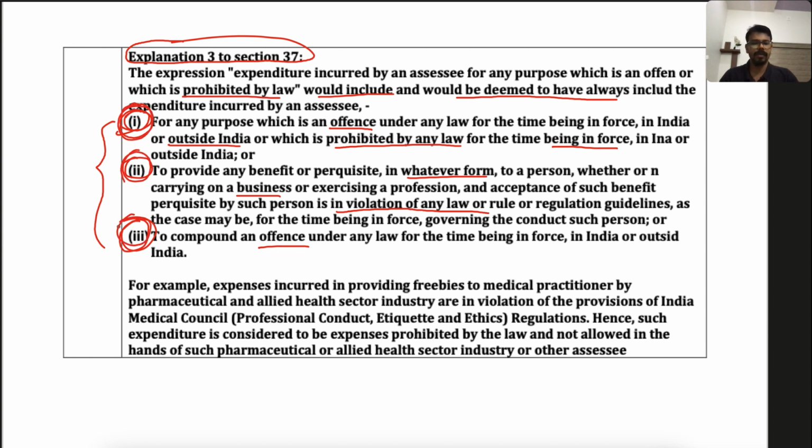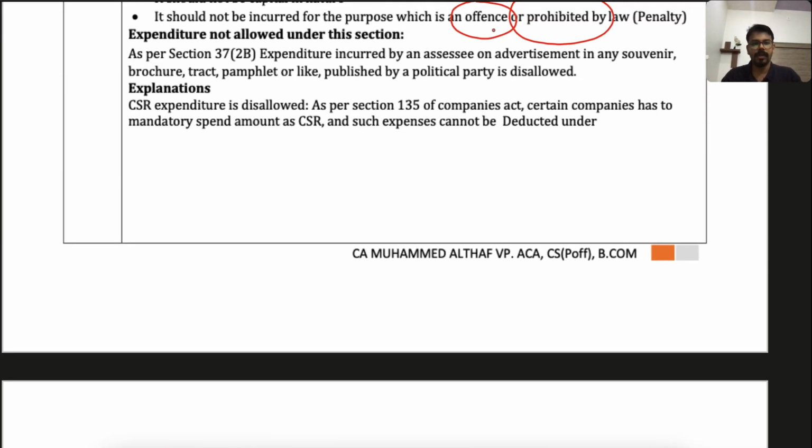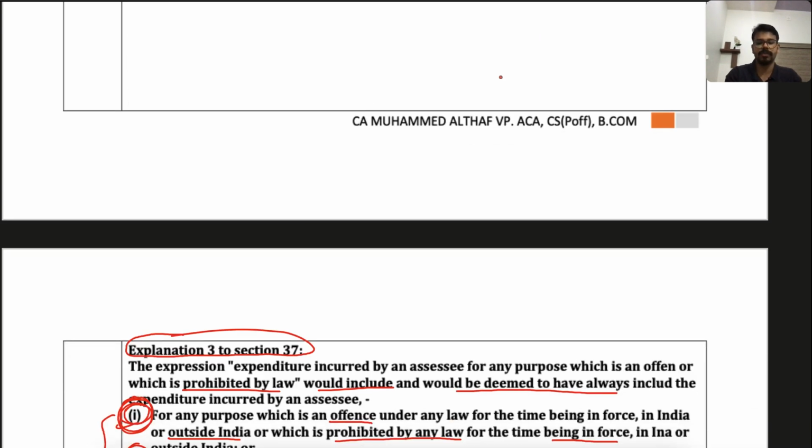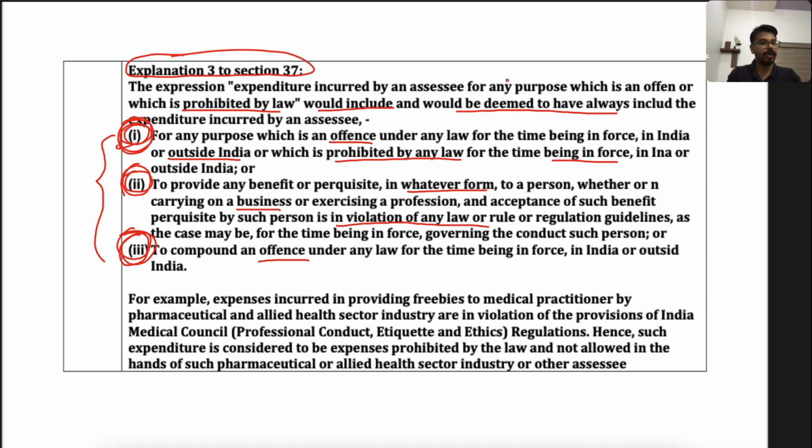So what is the amendment? They have widened the scope of prohibited by law. Earlier we had only prohibited by law. Now they've widened that, saying that it is either prohibited in India or outside India, whatever it is. So everything will be disallowed. Only those legal things can you take as expenditure in PGBP, right? That's one amendment they have brought in.